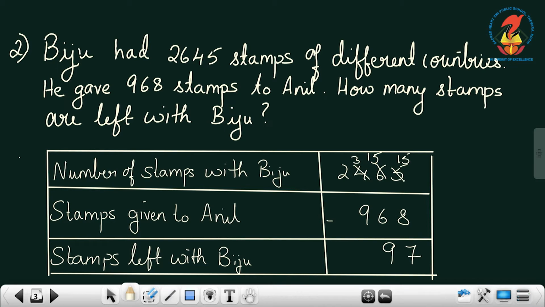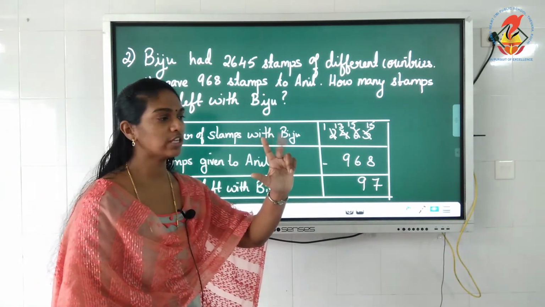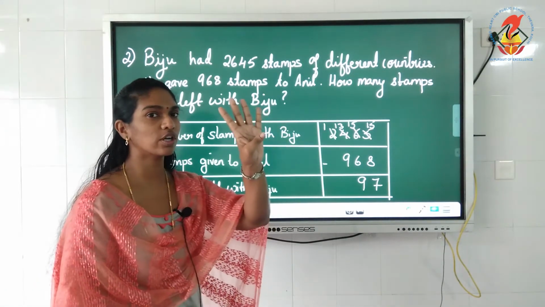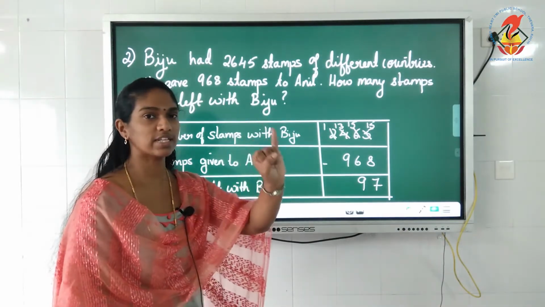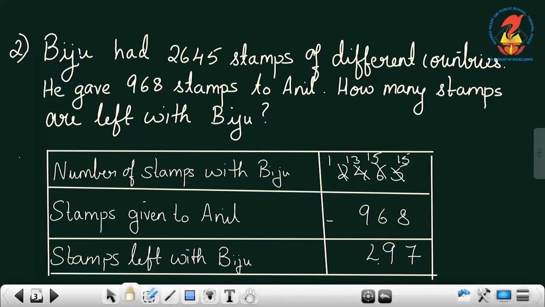Again, 3 minus 9. Is it possible? No. Again, you will borrow. This is 2. You borrow, it becomes 1. And here it becomes 13. What is 13 minus 9? After 9, 10, 11, 12, 13. You get 4, and the balance you have is 1 here.